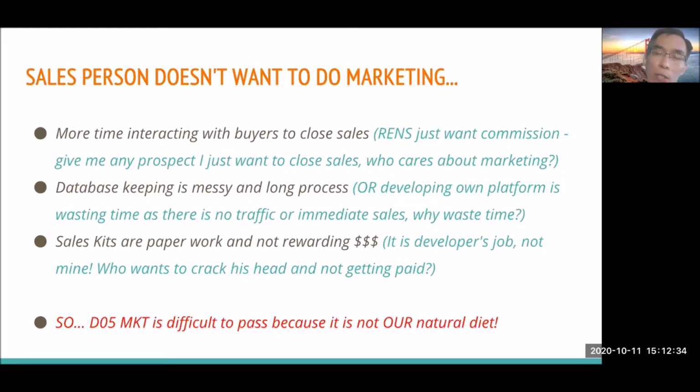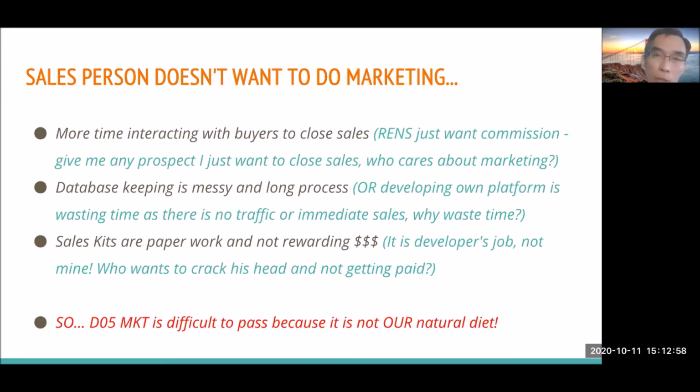So as a salesperson in the field, we don't want to think too much about those things, and therefore this brings to the last issue, which I wrote in red. This brings to the last issue whereby D05 marketing is a difficult paper to pass because we are not naturally thinking like a marketer. We are naturally thinking like a seller.